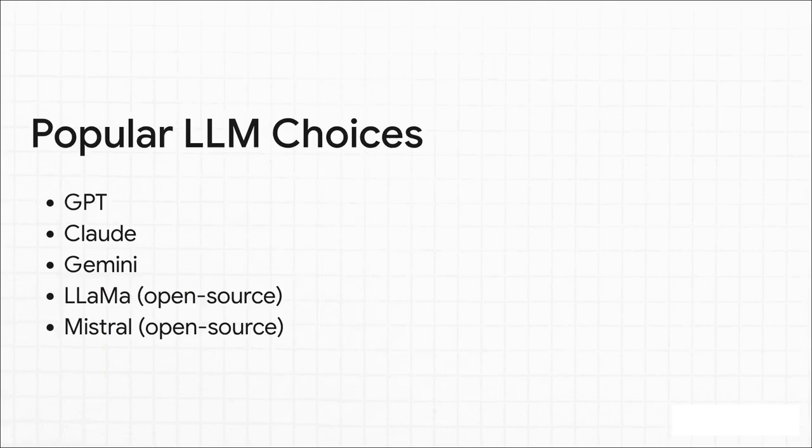You can use powerful APIs like GPT or Claude for just ease of use. Or you could self-host open source models like LLaMA and Mistral if you want more control. The key thing, though, is to pick one that's really good at reasoning and generating structured output, like JSON. That is going to be the absolute core of your agent's decision-making.